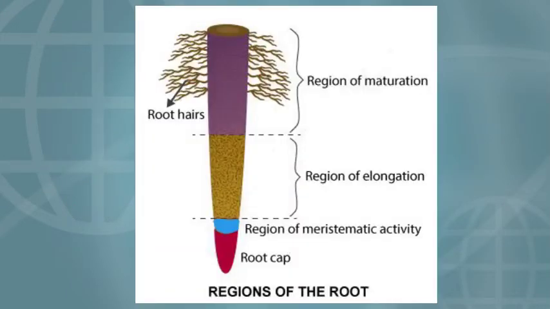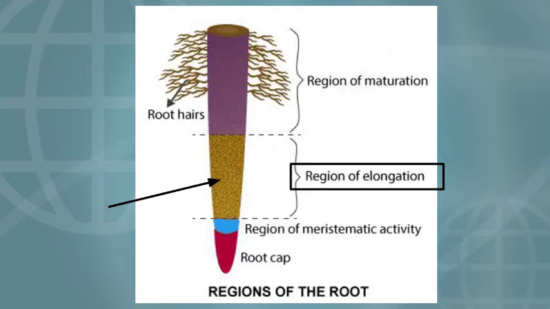Now, see the diagrammatic representation of region of elongation. So, in the diagram, it appears in gold color, which is present above the region of meristematic activity.